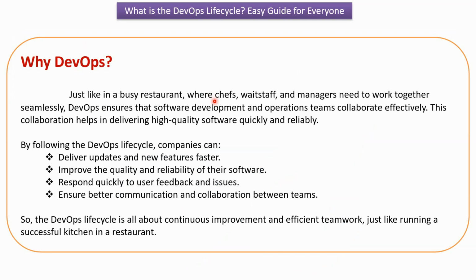Just like in a busy restaurant where chefs, wait staff and managers need to work together seamlessly, DevOps ensures that software development and operation teams collaborate effectively. This collaboration helps in delivering high quality software quickly and reliably. By following the DevOps lifecycle, companies can deliver updates and new features faster, improve the quality and reliability of their software, respond quickly to user feedback and issues, and ensure better communication and collaboration between the teams.